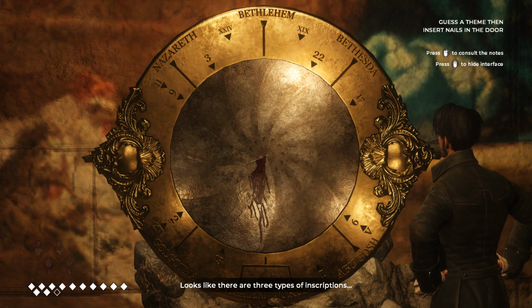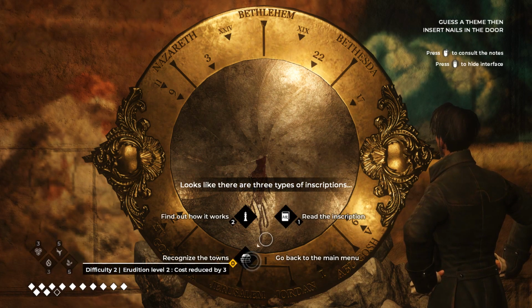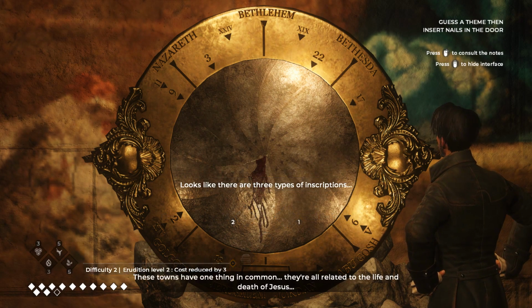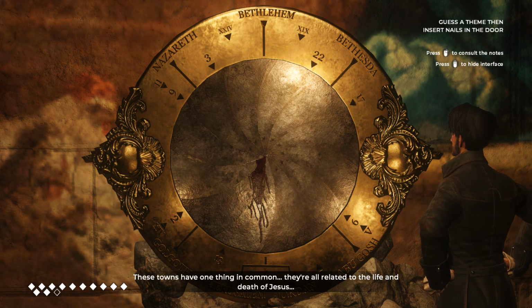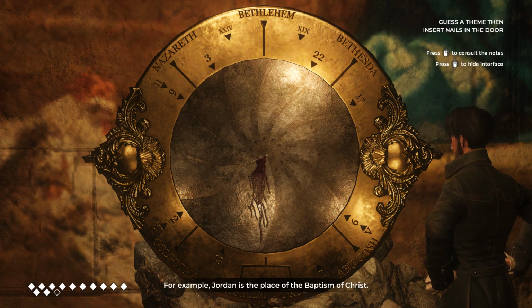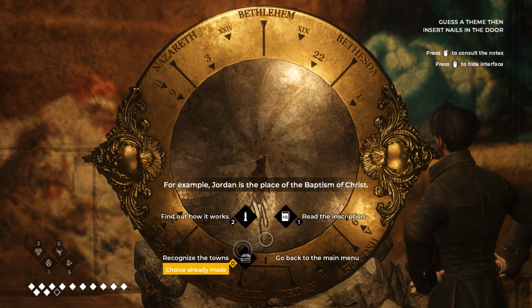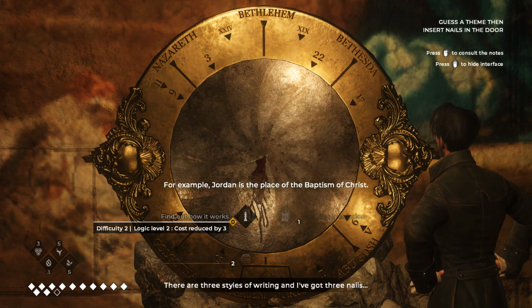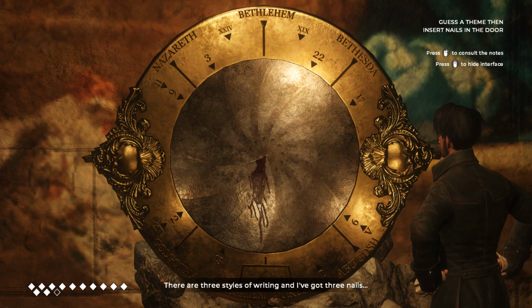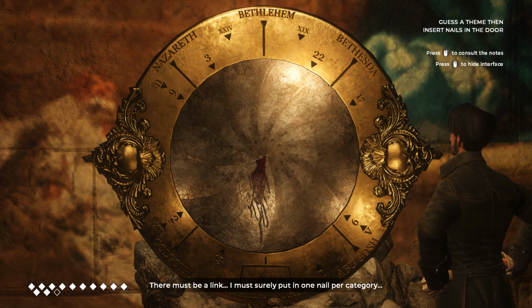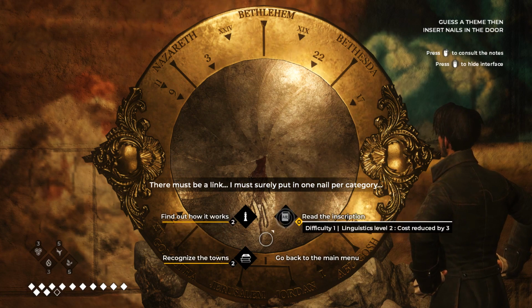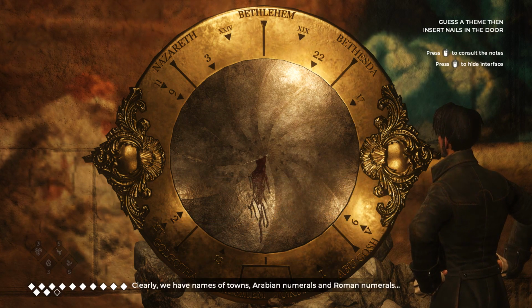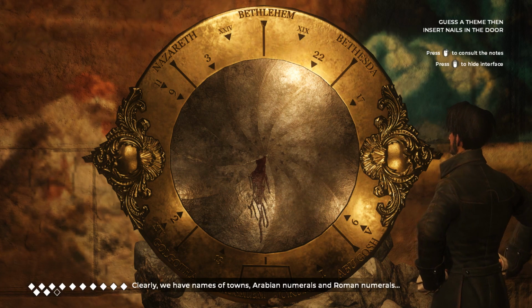It looks like there are 3 types of inscriptions. These towns have one thing in common. They're all related to the life and death of Jesus. For example, Jordan is the place of the baptism of Christ. There are 3 styles of writing, and I've got 3 nails. There must be a link. I must surely put in 1 nail per category. Clearly, we have names of towns, Arabian numerals, and Roman numerals.